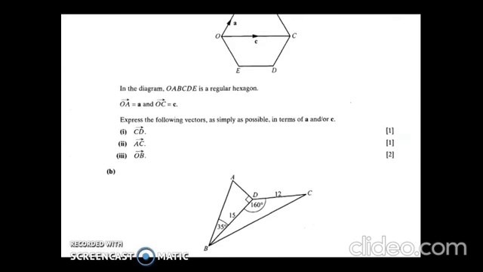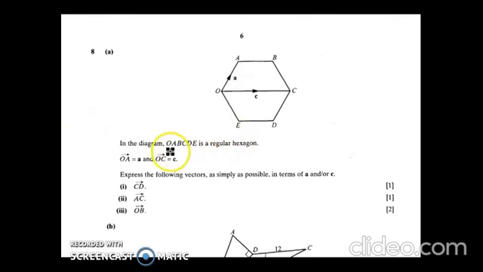Question number 8A. In the diagram, OABCDE is a regular hexagon. What is a regular hexagon? Which has equal sides. So hexagon has 6 sides. So all these 6 sides are equal. OA is A. Again, this is the position vector for A. And OC is equal to C. Express the CD in terms of A or C as simply as possible.